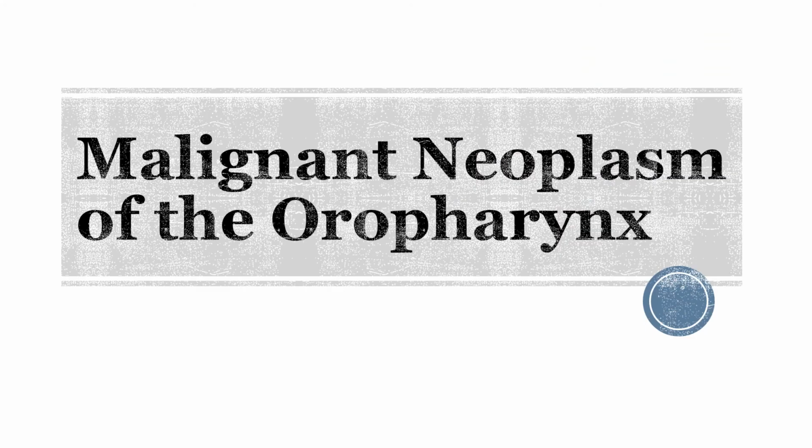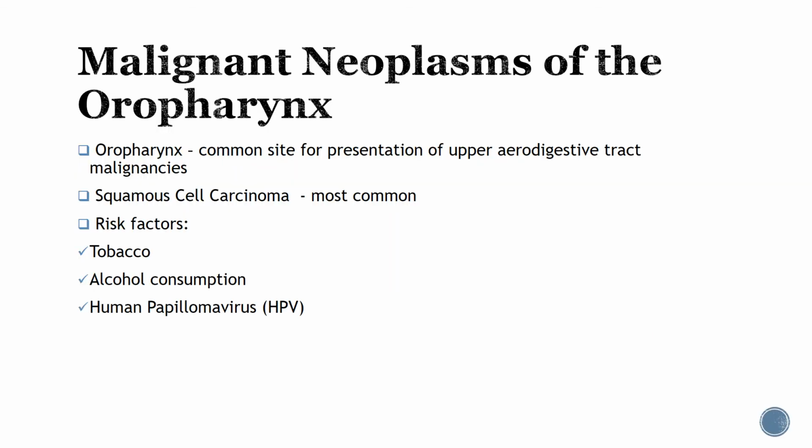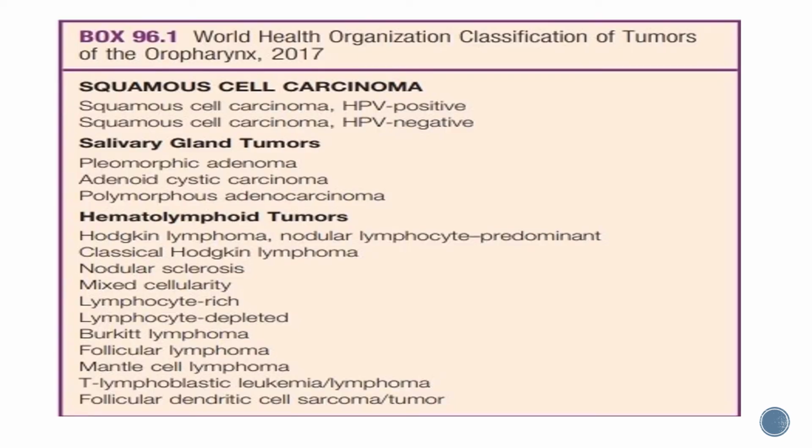Now let us discuss the malignant neoplasm of the oropharynx. The oropharynx is a common site for presentation of upper aerodigestive tract malignancies, the majority of which are squamous cell carcinoma histopathologically. Tobacco and alcohol consumption have been the traditional risk factors worldwide for oropharyngeal squamous cell carcinoma. A more common etiologic association is with the human papillomavirus.